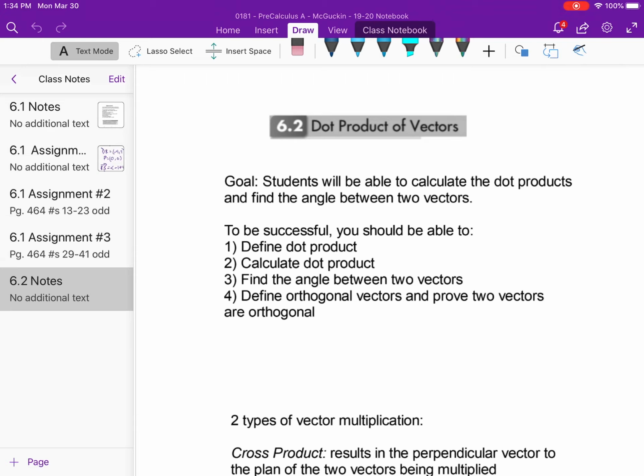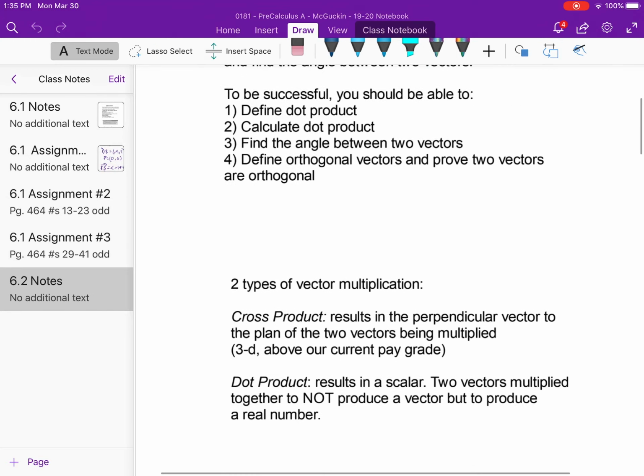Welcome back. We are continuing our discussion on vectors as we proceed into chapter 6 with 6.2, which is all about dot products of vectors. Dot product. That is what this video is going to be focusing on. We're going to define what it is and how to calculate it. As you will see in further videos, we're going to be able to find the angle between two vectors and talk about things like orthogonal vectors and so on and so forth. But in this video, our goal is to define and calculate the dot product of a vector.